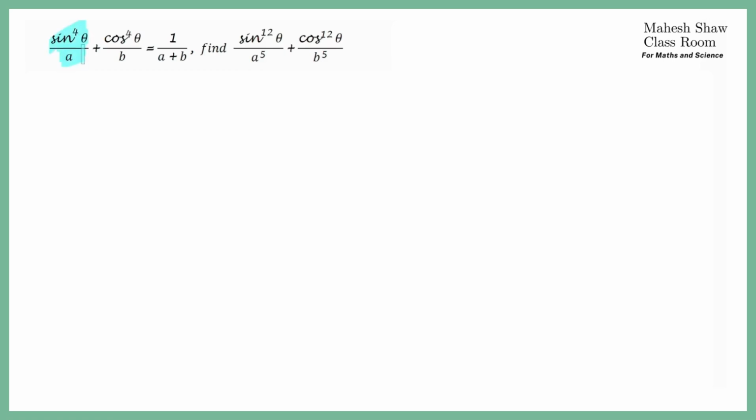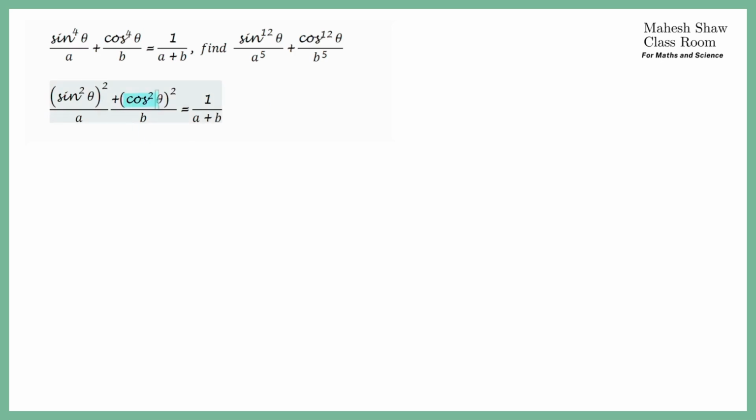So in this question, we are given the value of sin raised to the power 4 theta plus cos raised to the power 4 theta equals 1 over a plus b, and then we have to find the value of sin raised to the power 12 theta over a raised to the power 5 plus cos raised to the power 12 theta over b raised to the power 5. Now the first thing that we will do here is to write sin raised to the power 4 theta as sin square whole square theta and cos raised to the power 4 theta as cos square whole square theta.